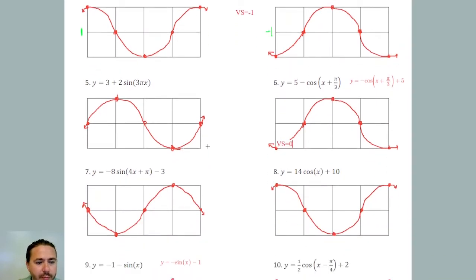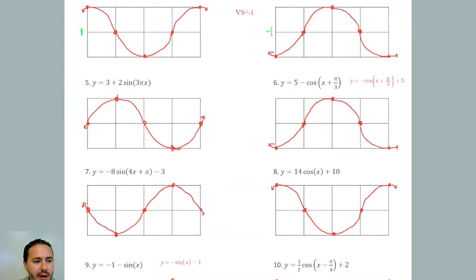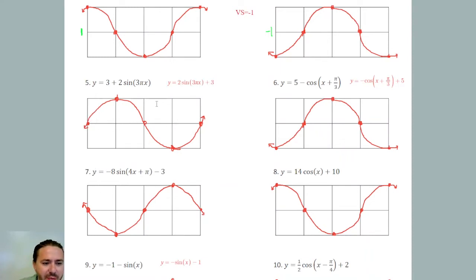For number 5, my vertical shift is going to be 3. Oh, I missed this one. When I was going back earlier and trying to rewrite some of these that had the constant first, I missed this one. I caught it on number 6, and number 9. But I did not catch this one. So let's rewrite it just to make it a little easier to read. So we got 2 sine of 3 pi x. Ooh, that one's gonna be a doozy. Plus 3. That'll be interesting once we calculate the period on that one. So the vertical shift on this one is 3. So I'm gonna label my equilibrium with a 3.